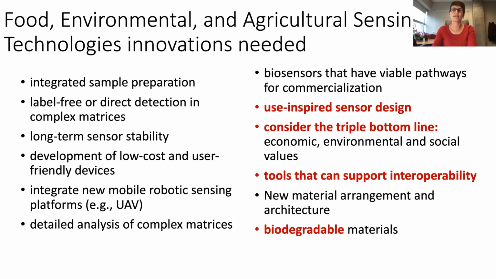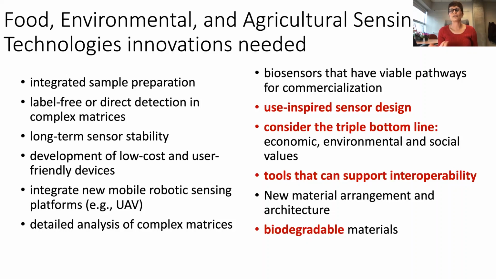So, using inspired sensor design, consider the triple bottom line. You need to think about sustainability: the economic, the environmental, and the social values of the sensor system that you are developing. You need to think not only about what the sensor is going to be doing, but what system it is going to be applied in. So again, the cultural, environmental, and economic aspects, so it actually becomes deployable.